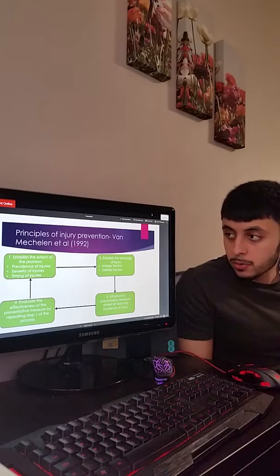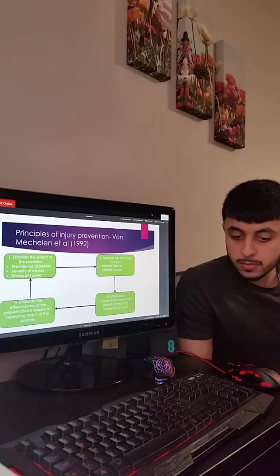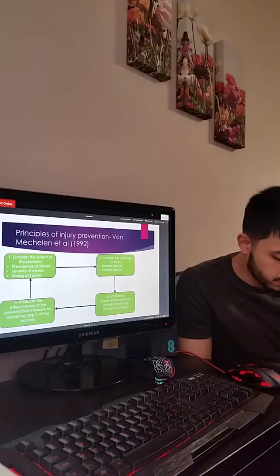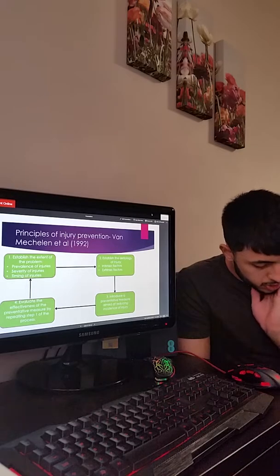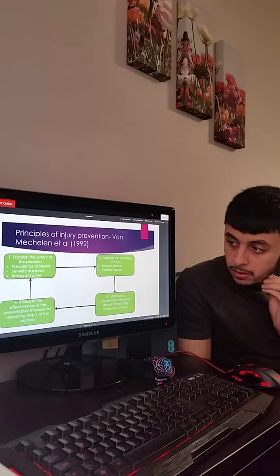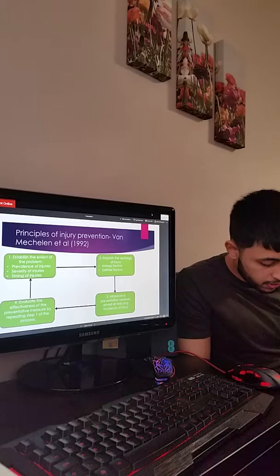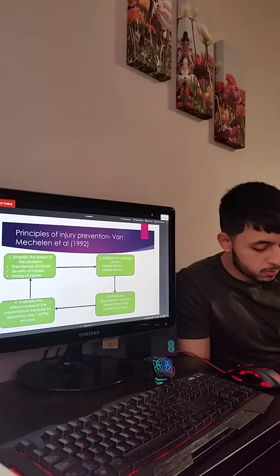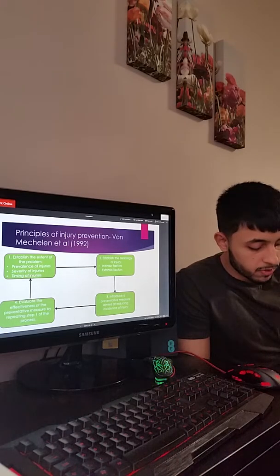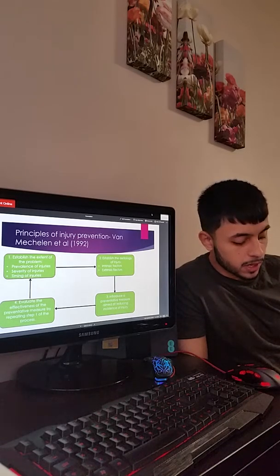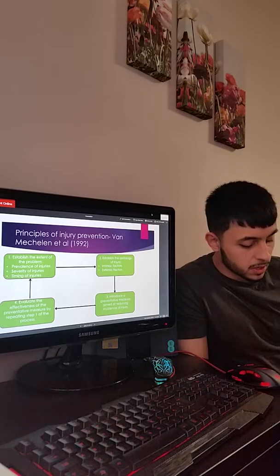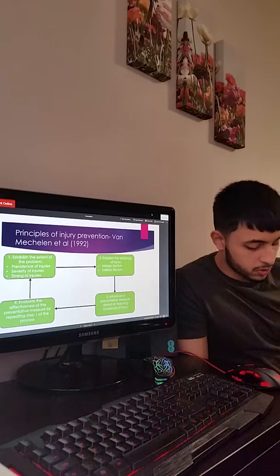In this section, I'm going to cover secondary prevention, injury prevention, and this would be the Van Mechelen et al. 1992 model, in which principles of injury prevention. Here is a diagram of the Van Mechelen 1992 injury prevention model. This four-step model of injury prevention suggests a cycle of stages, going from establishing the injury problem to ultimately evaluating if the preventative measure has been effective on the number and type of injuries.